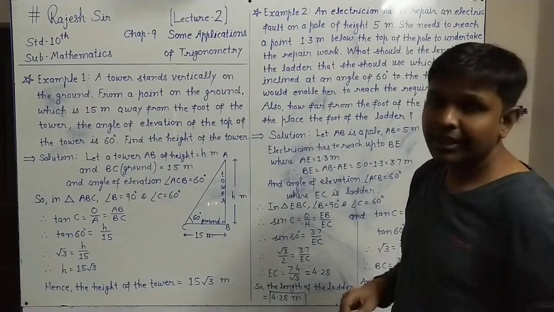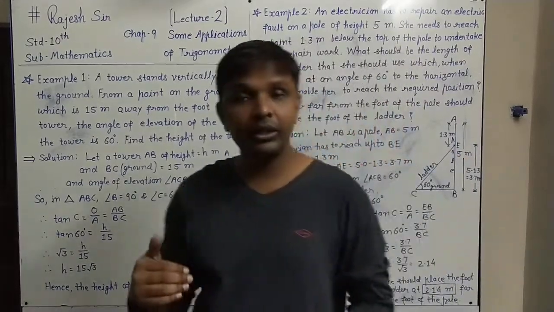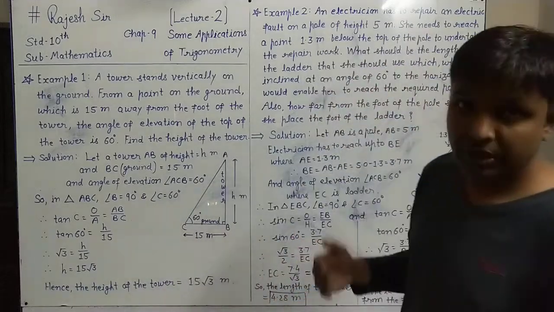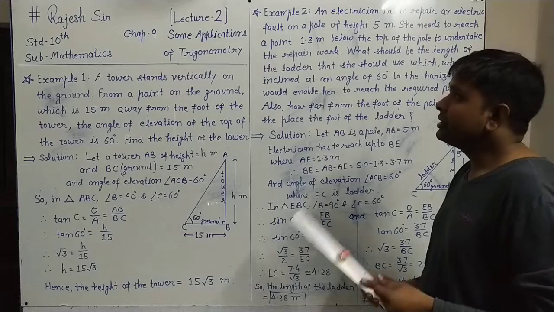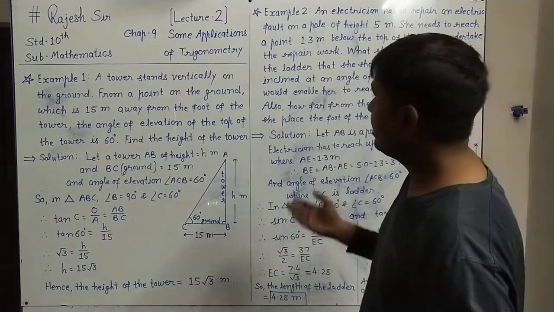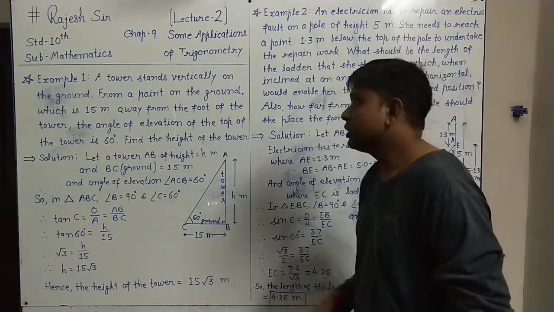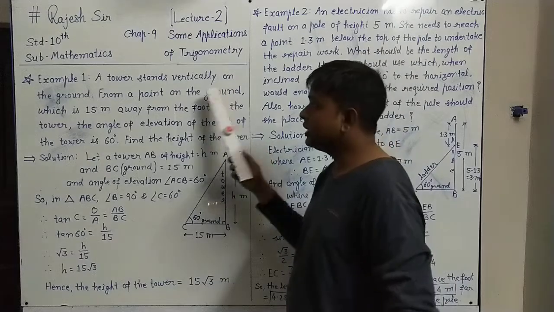Lecture 2 it is. In Lecture 1 we have seen where the applications of trigonometry are, where we are using it, how and why we have to study it, and what trigonometry is. Here we will see the applications in some examples, and after that in some exercise questions. So example 1 is: a tower stands vertically on the ground.